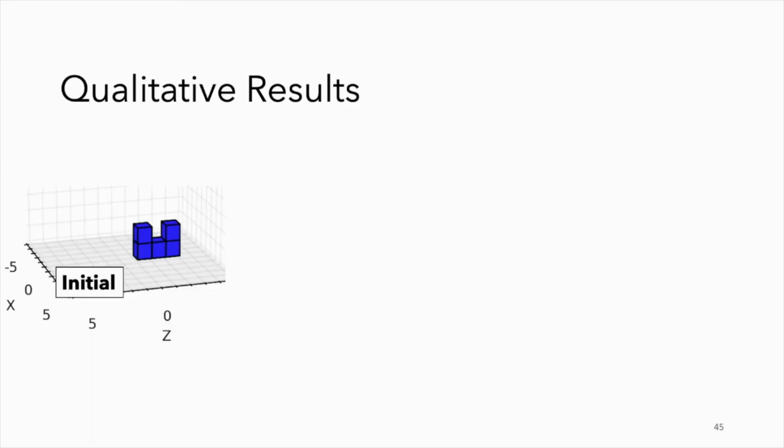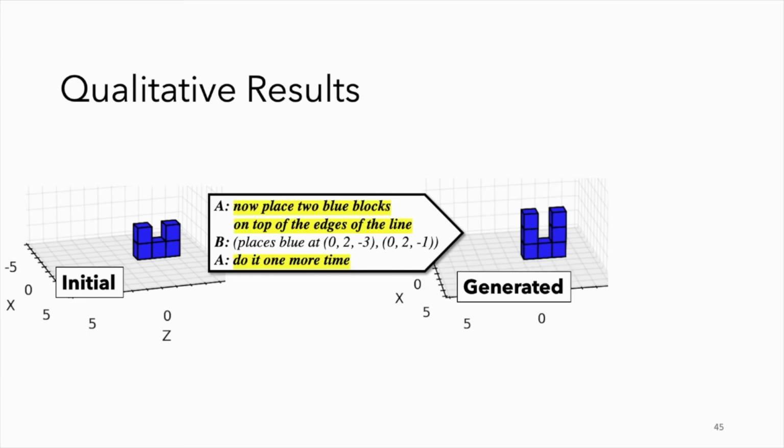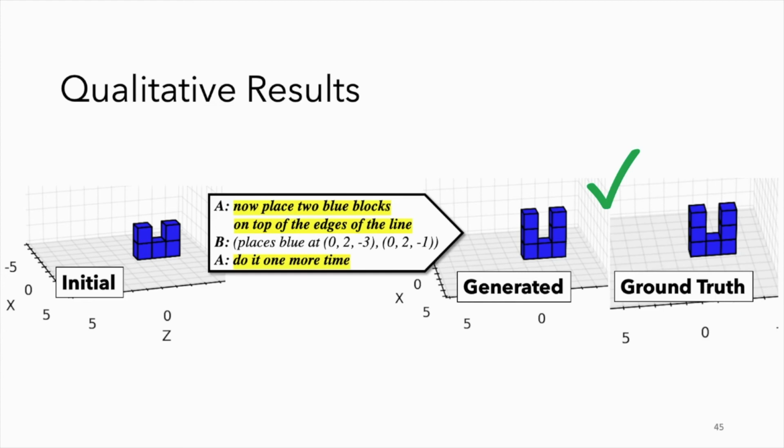Now let us look at some examples of what our best model does. Here is the initial structure. And this was the preceding dialog. The builder had just placed the 2 blocks atop the ends of the row of 3 blocks to create a U. Now let us look at what the model does. The model can indeed interpret "do it one more time", and extends the U upwards by placing 2 more blocks. This is consistent with what the human builder did.